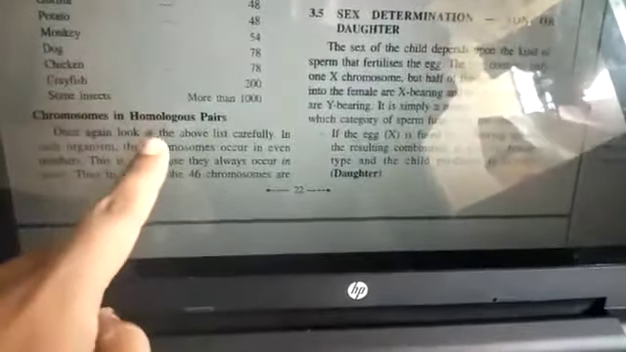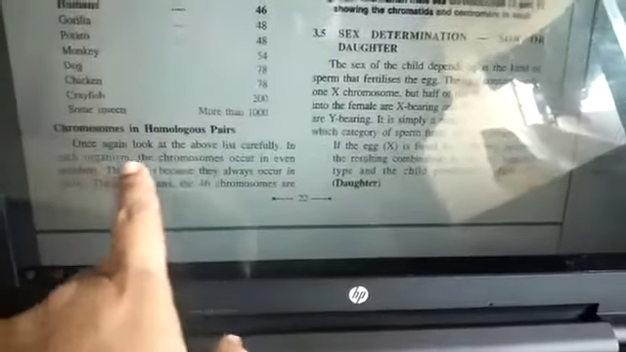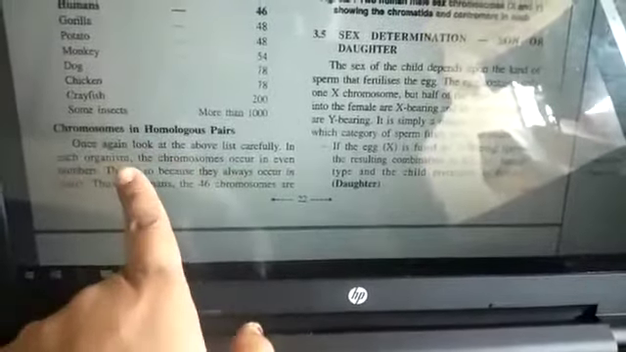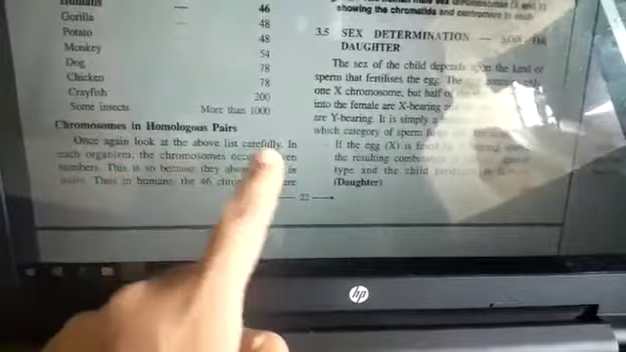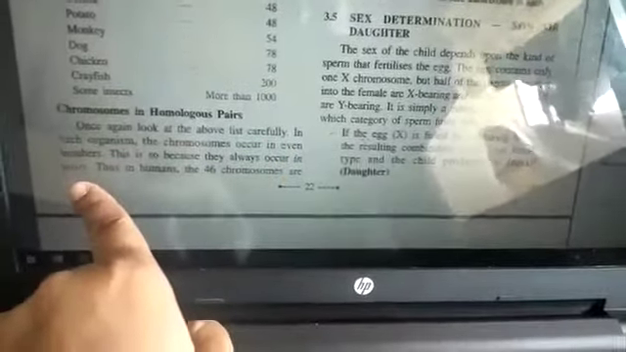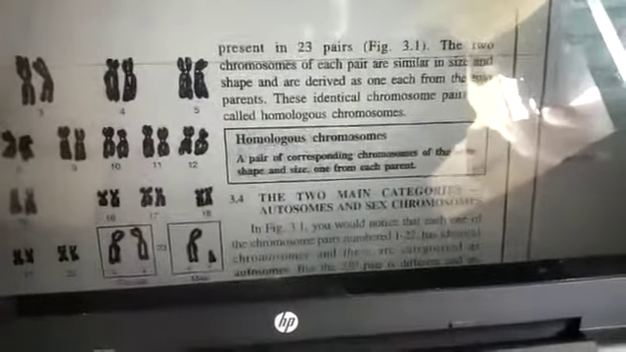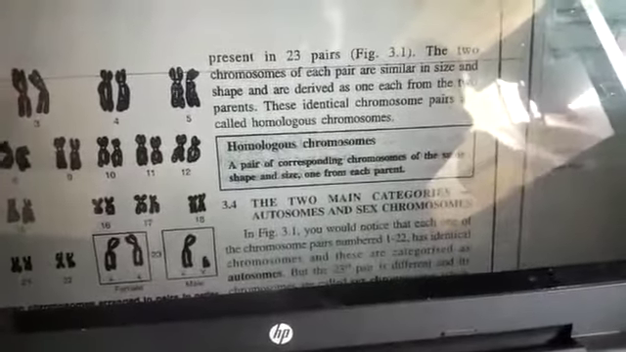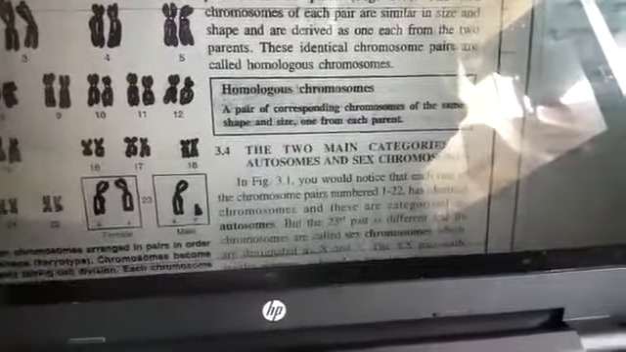When they have the same pairs, we call it a homologous pair. Okay, once again look at the above list. In each organism, the chromosomes occur in even numbers. This is because they always occur in pairs, as I told you earlier. In humans, 23 pairs, that is a total of 46 chromosomes. Homologous chromosomes, as I told you, are the same: a pair of corresponding chromosomes of the same shape and size, one from each parent.